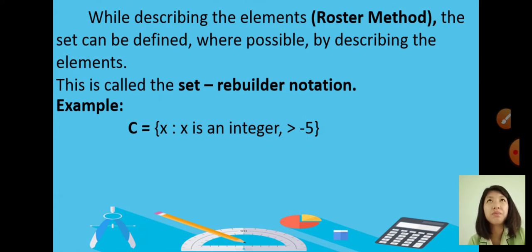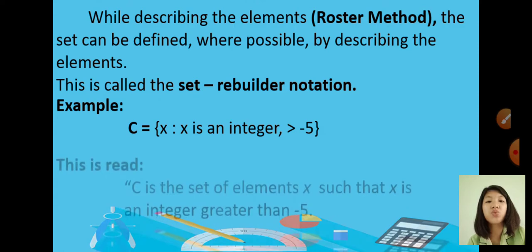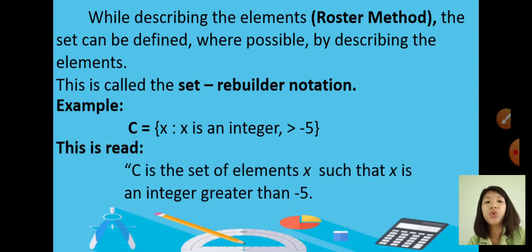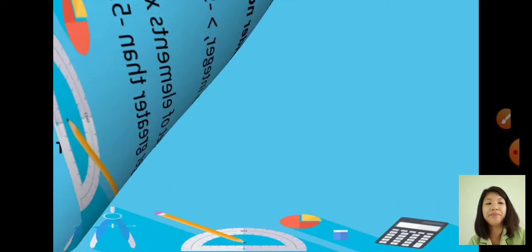So, bakit mas mababa sa 5? So, kung mapapansin nyo kapag negative numbers, kung kailan siya pababa or pakonti ng pakonti yung number, dun siya lumalaki yung value. Next, this set builder notation is read as C is the set of elements x such that x is an integer greater than -5. Kagaya ng mga example or yung mga elements na sinabi ko kanina.